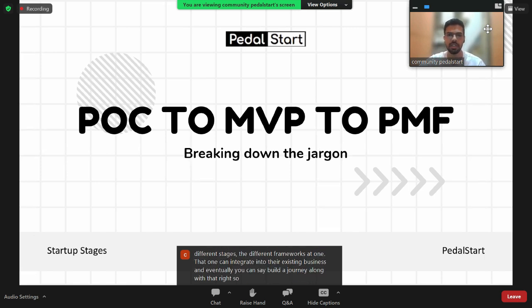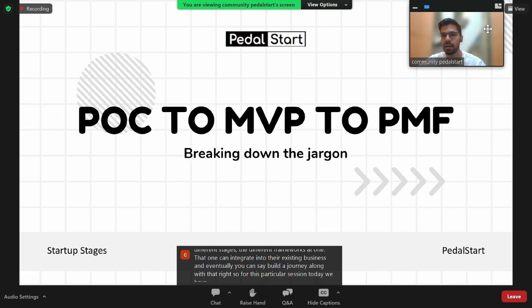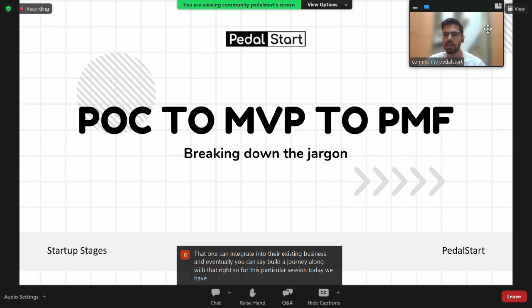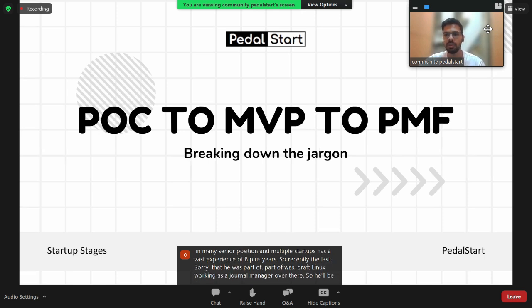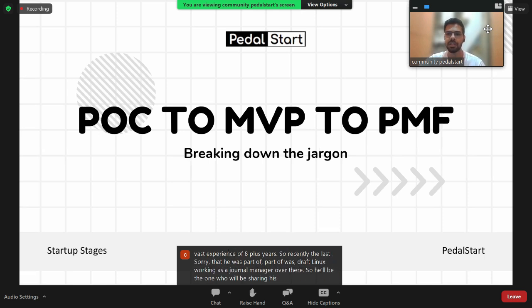So for this particular session today, we have Chintan sir with us. Chintan sir is part of the core team at PedalStart. He has worked in many senior positions in multiple startups, and has a vast experience of 8+ years. Recently, the last startup that he was part of was Traflan, working as a general manager there. He'll be the one sharing his experience as to what these different stages mean and how you guys can incorporate this into your businesses, right?